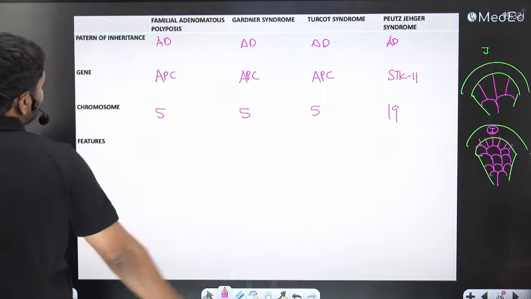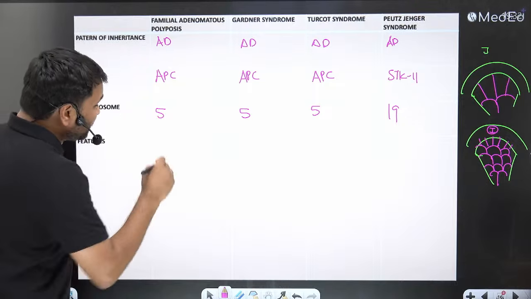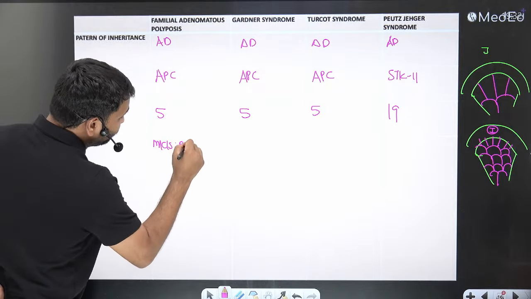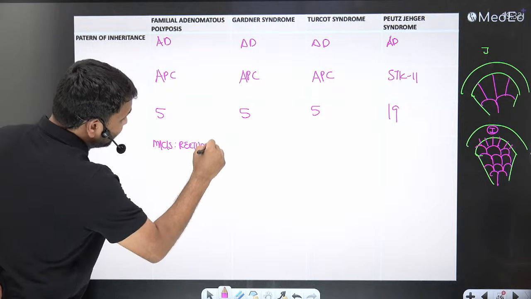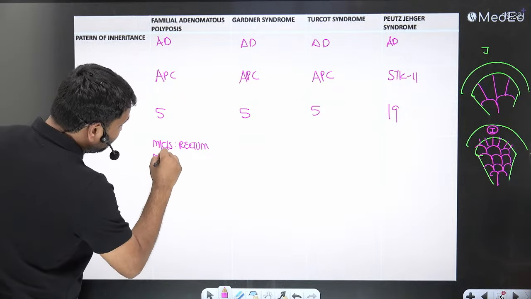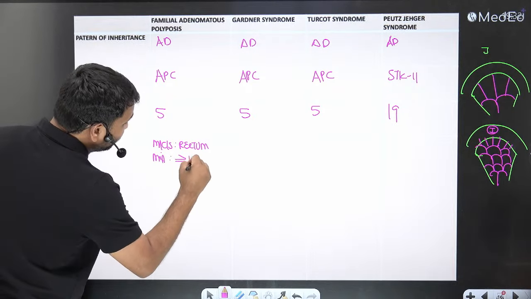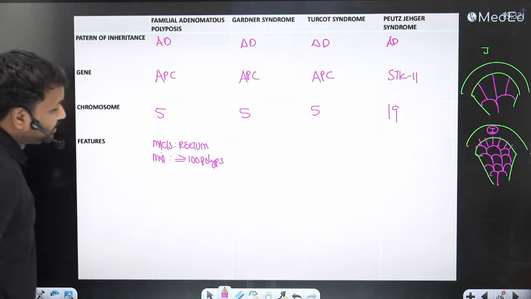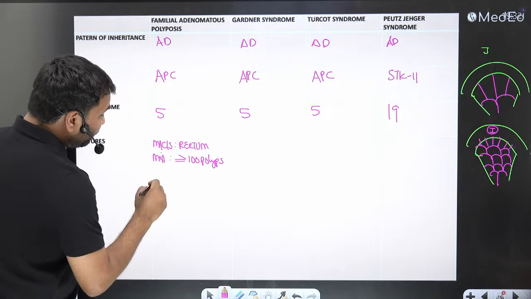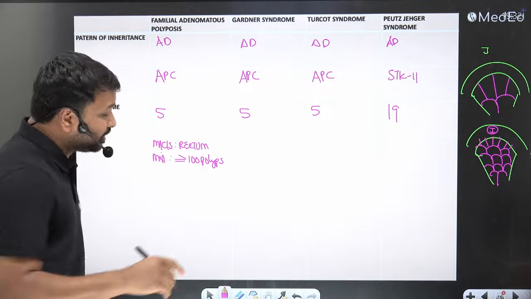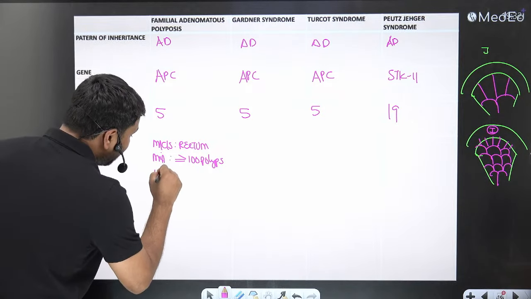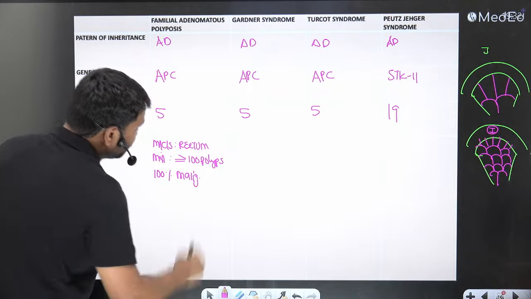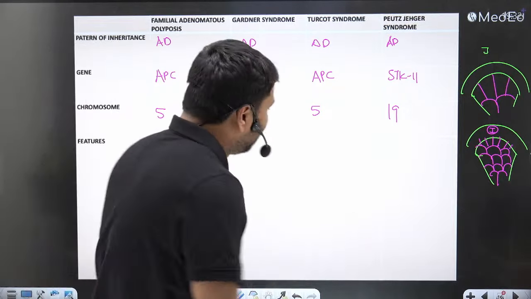What are the features of FAP? Remember, in order to call it as FAP, the most common site where you see the polyps is going to be rectum. That is the first thing. What is the criteria? The minimum number of polyps should be more than or equal to 100. If these are not there, it cannot be considered as FAP. Second important factor that you need to know, they are present in rectum and they are associated with 100% malignant transformation. So they have 100% malignant potential.